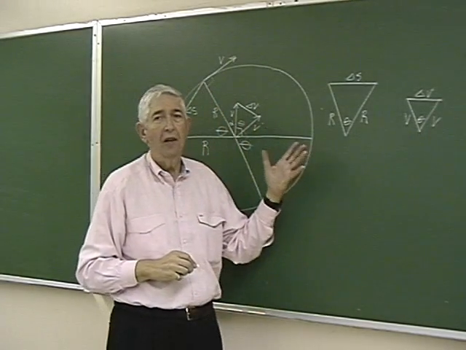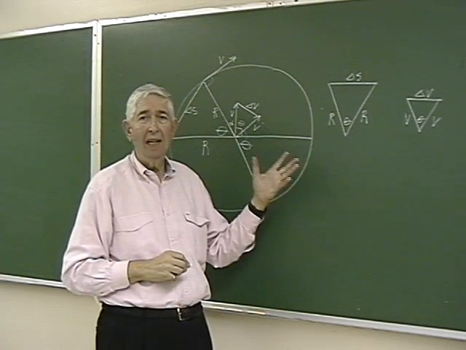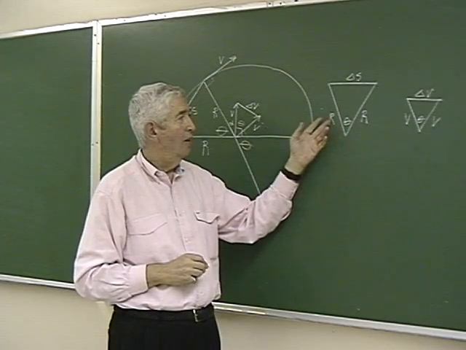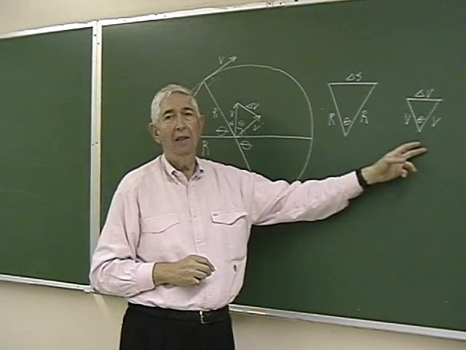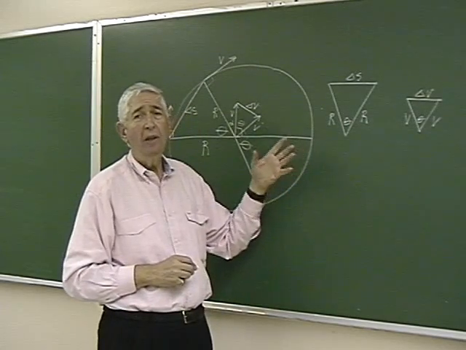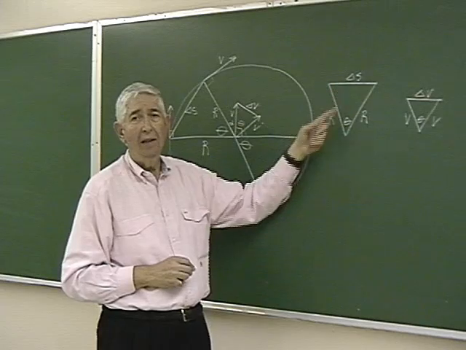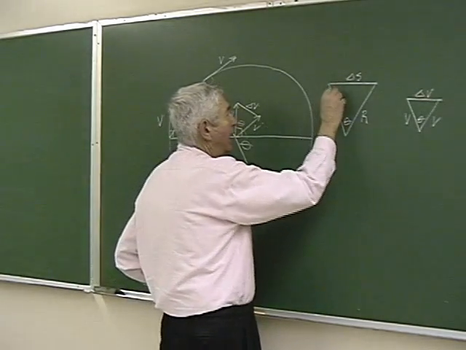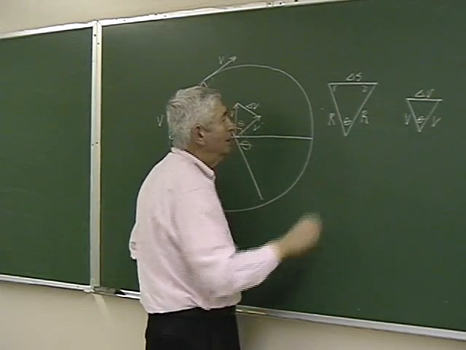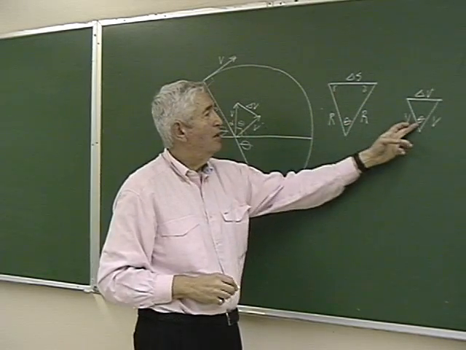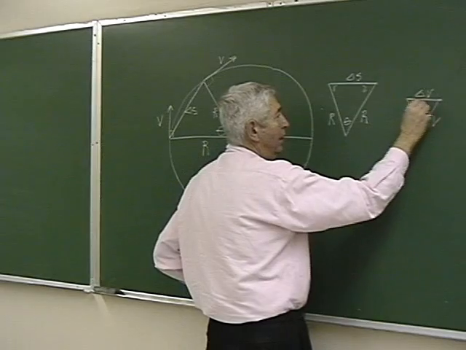Now if you look, these triangles are isosceles triangles. They have two equal sides. R is equal to R, V is equal to V. Now, if they have two equal sides, that means that they have two equal angles. So if this one is gamma, this one's gamma. So theta plus 2 gamma would equal 180. Well, if this is theta, this has to be gamma, and this has to be gamma.